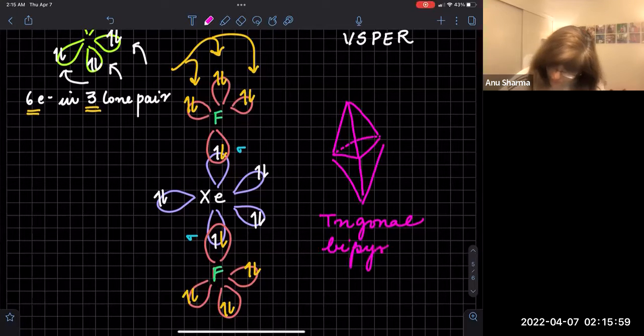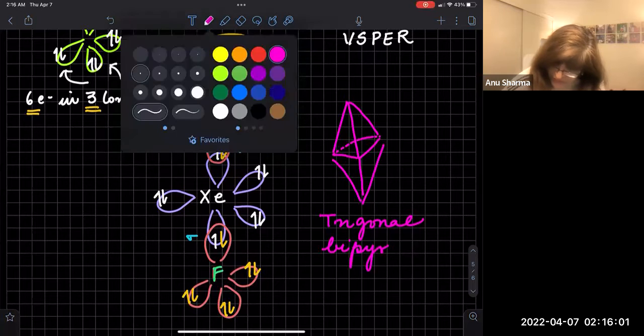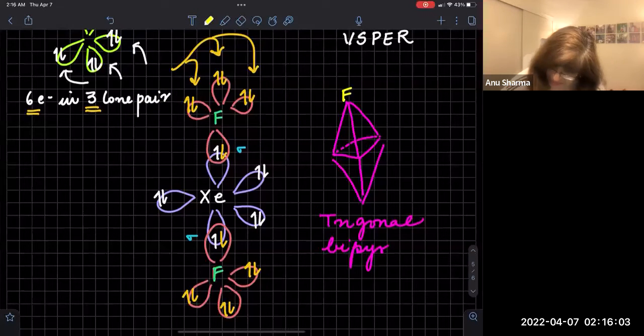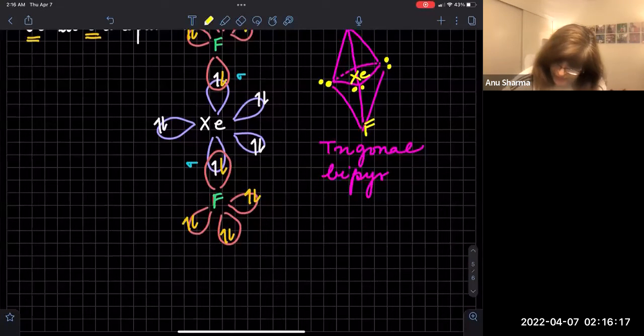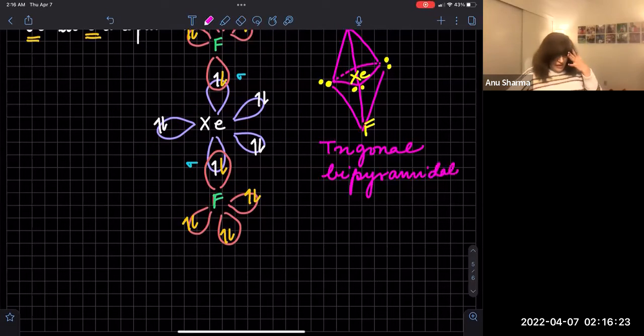So fluorine is here on this. This is the fluorine, and this is the other fluorine. And xenon is somewhere hidden inside. And then this is one lone pair, this is another lone pair, and this is the third lone pair on xenon. Okay, so like that, that's okay.